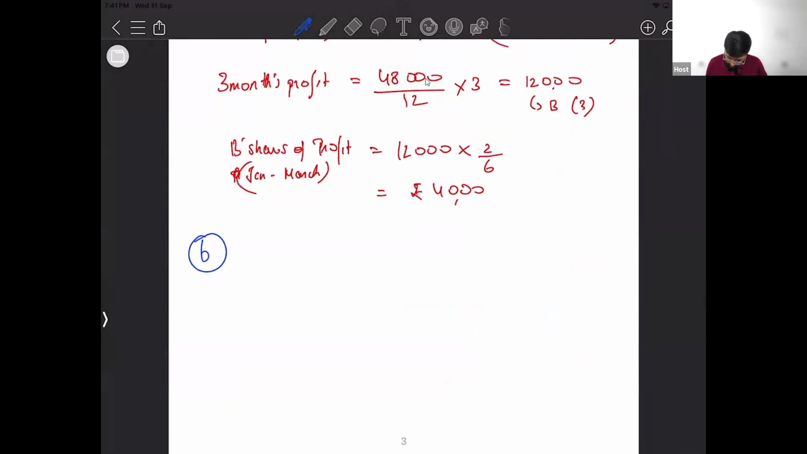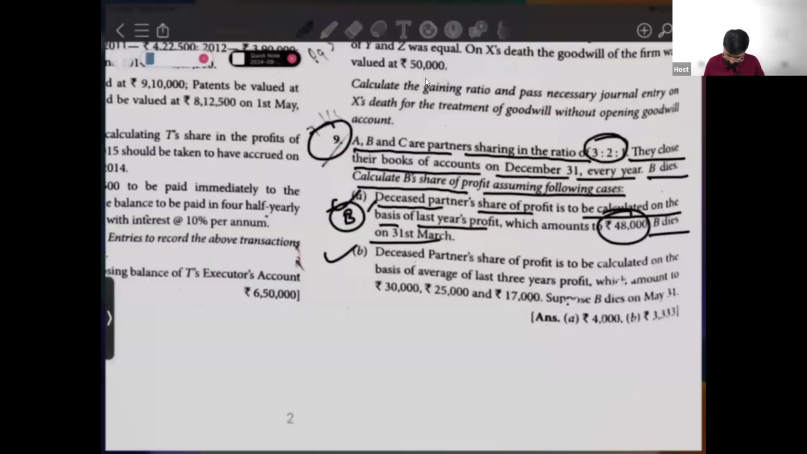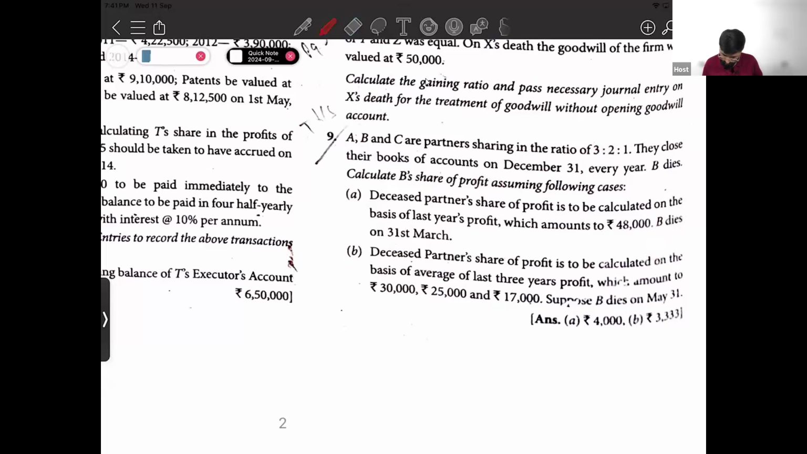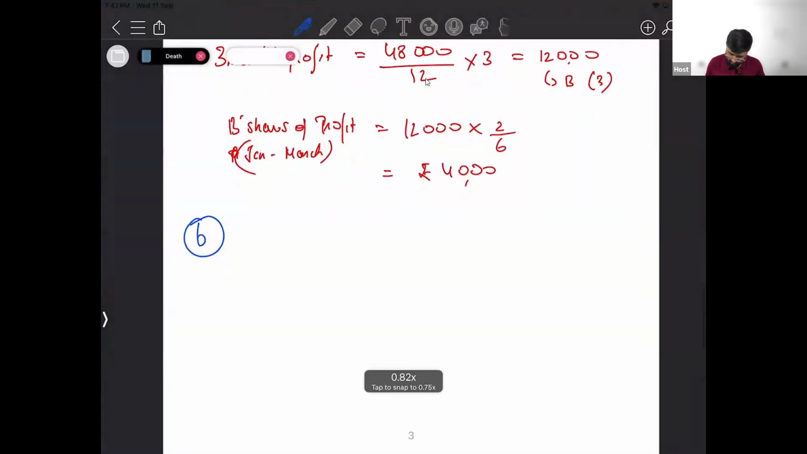So now let's see point number B. This partner's share of profit is to be calculated on the basis of the average of last 3 years' profit. Suppose B dies on May 31st. So this is the average profit to be calculated, 3 years profit.